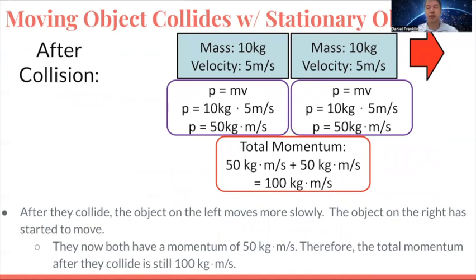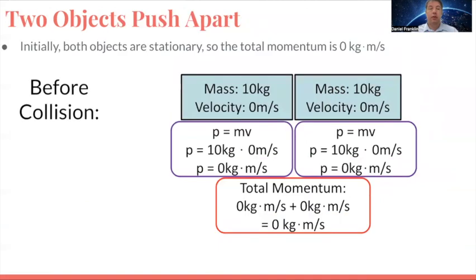I mean, 5 meters per second, okay? It's not 5 plus 5, they're both moving at 5 meters per second. So 5 times 10 and 5 times 10, you add them together, it still equals 100, which is what we had before.